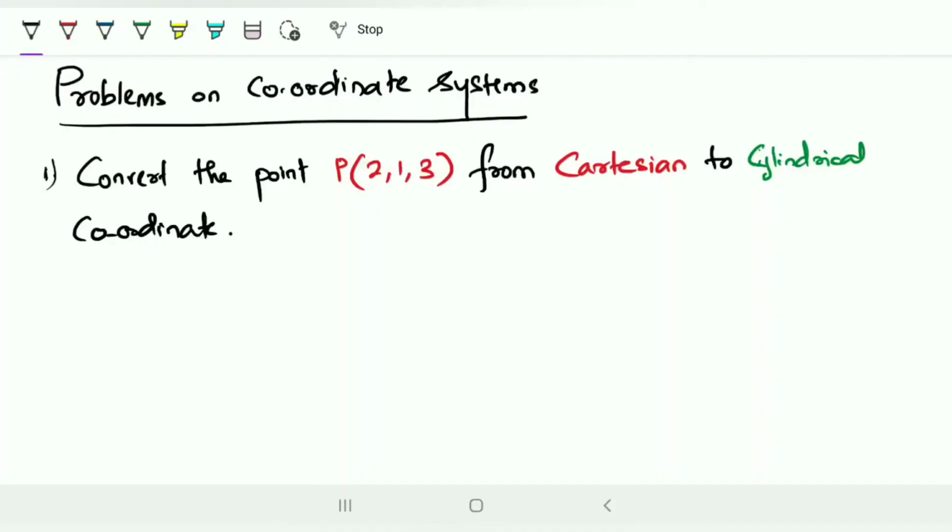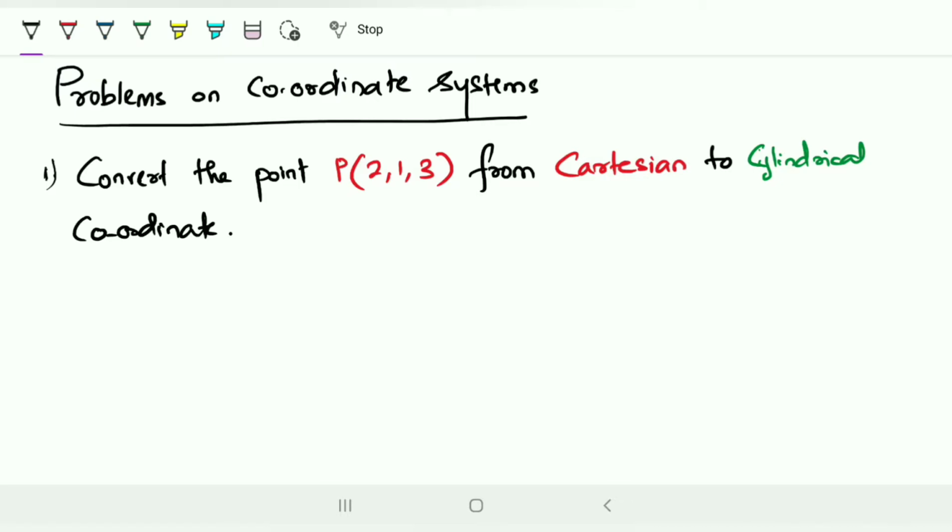Welcome back students for this online lecture for the electromagnetic theory. So far we saw various coordinate systems in the electromagnetic theory. In this lecture we will solve some problems based on the coordinate systems, that is we will convert one coordinate system to another based on the given values.